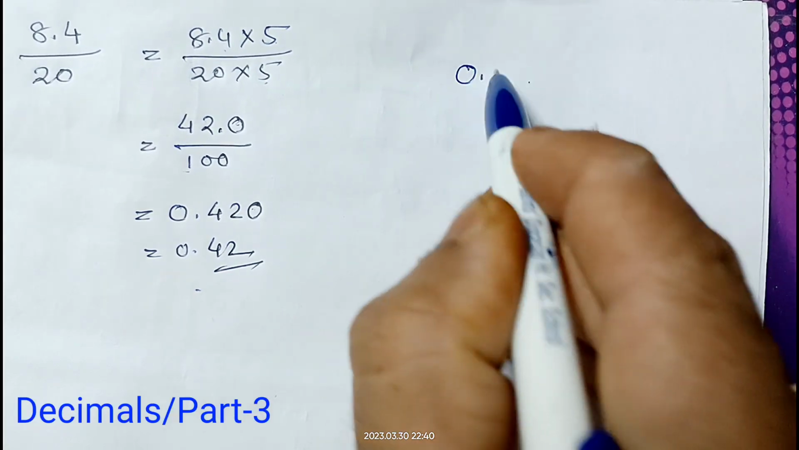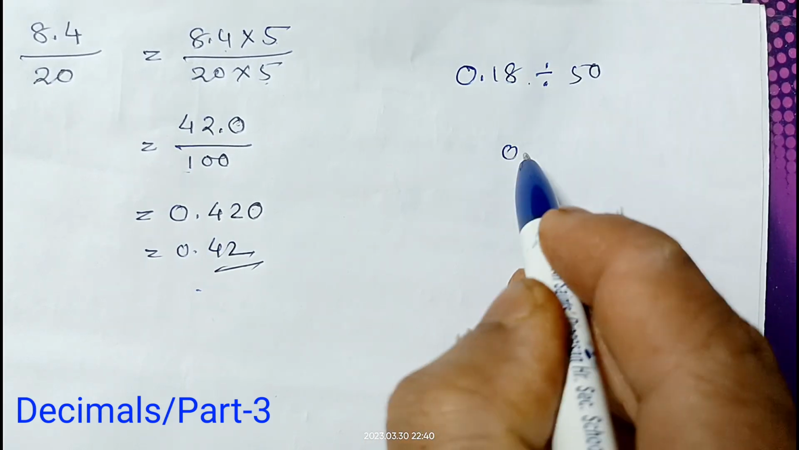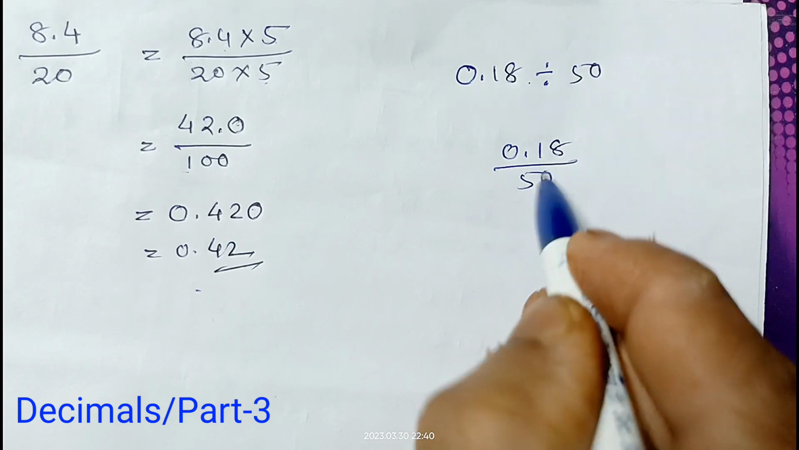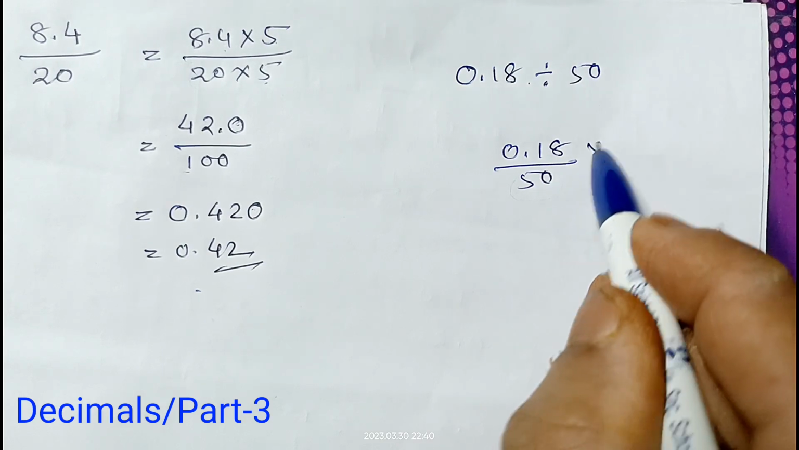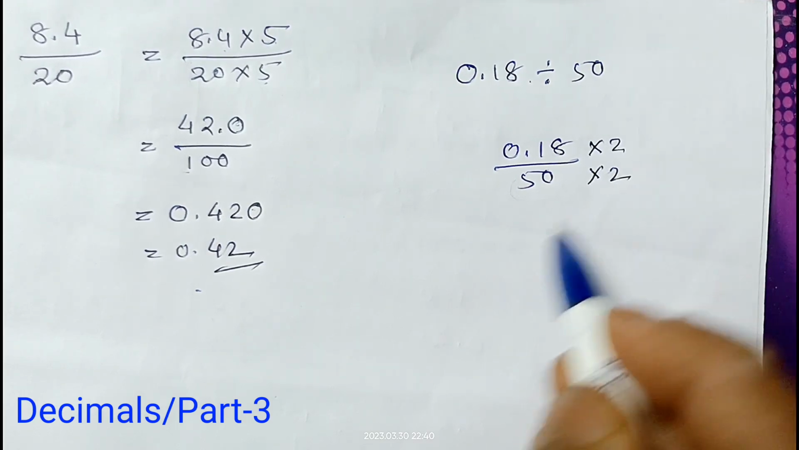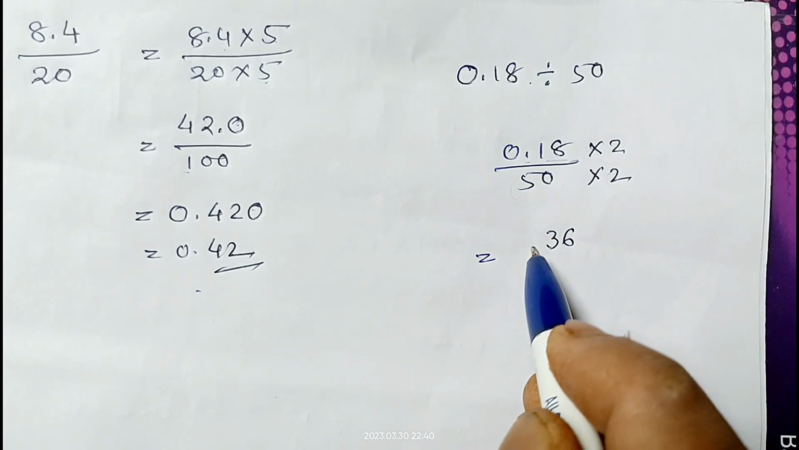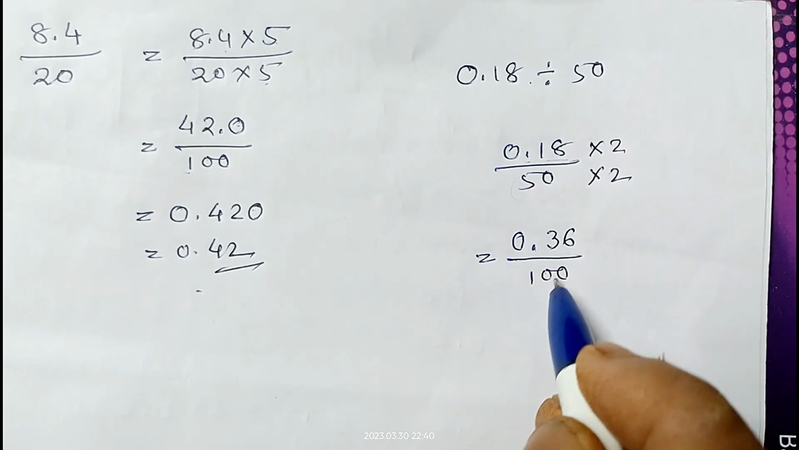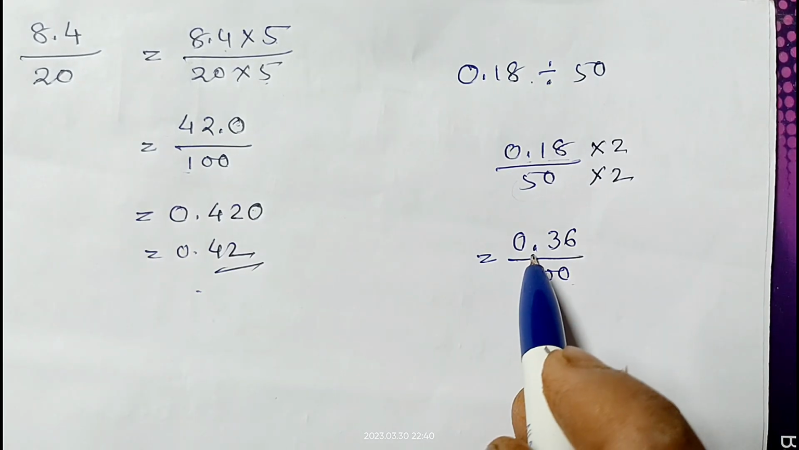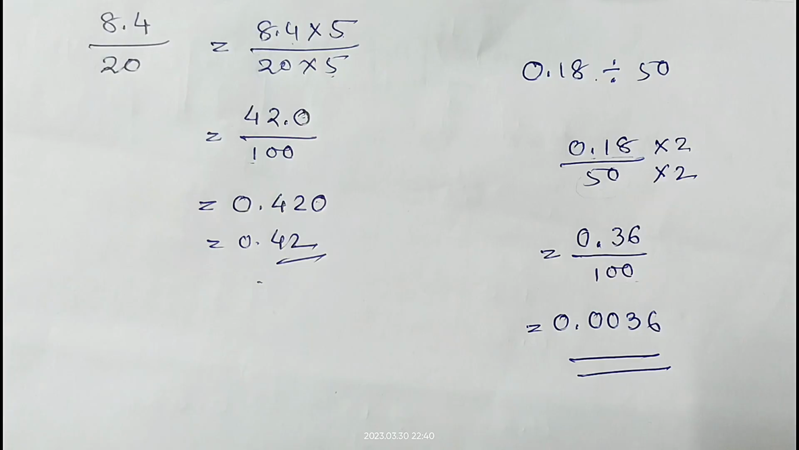Suppose we want to divide 0.18 by 50. Here also we are going to apply the same technique, 0.18 by 50. First, what we'll do, we'll try to make the denominator 10 or 100. Here we can convert it to 100 by multiplying by 2. 18 2s are 36. After the decimal there are 2 places, so here also after the decimal 2 places, it will be 0.36, 50 2s are 100. Now since we are dividing by 100, the decimal will shift 2 places to the left, so it will be 0.0036.